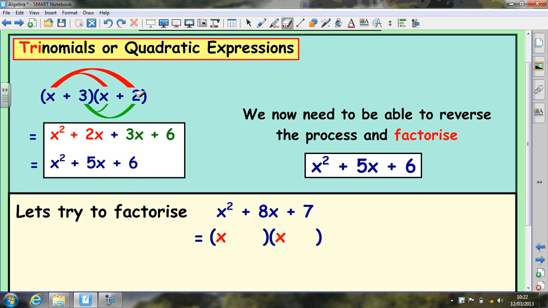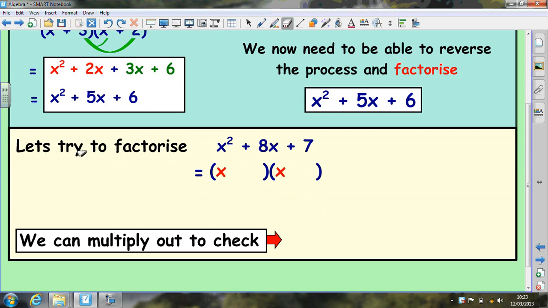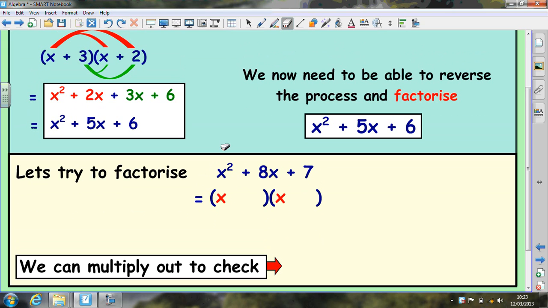So you can see that the 3 times 2 made the 6, and the 2x and the 3x added gave the 5x here in the middle. So if you're trying to reverse that process, you need to remember that to get the number at the end, you multiplied the 2 by the 3.